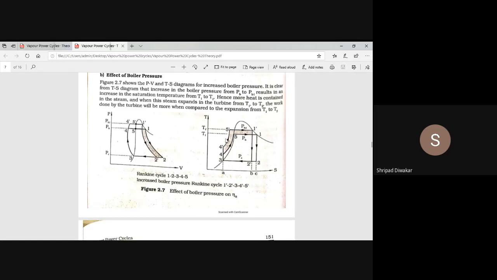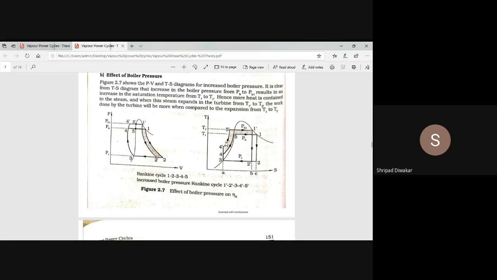4 dash 5 dash is what we are getting after increasing the boiler pressure. Okay, next 5 dash 1 dash, you draw a line parallel to 5 1. Okay, and then one more is there. Next point, after getting 1 dash, you draw one more line parallel to 1 2 and mark that point as 2 dash. Okay, so I'll repeat once again.